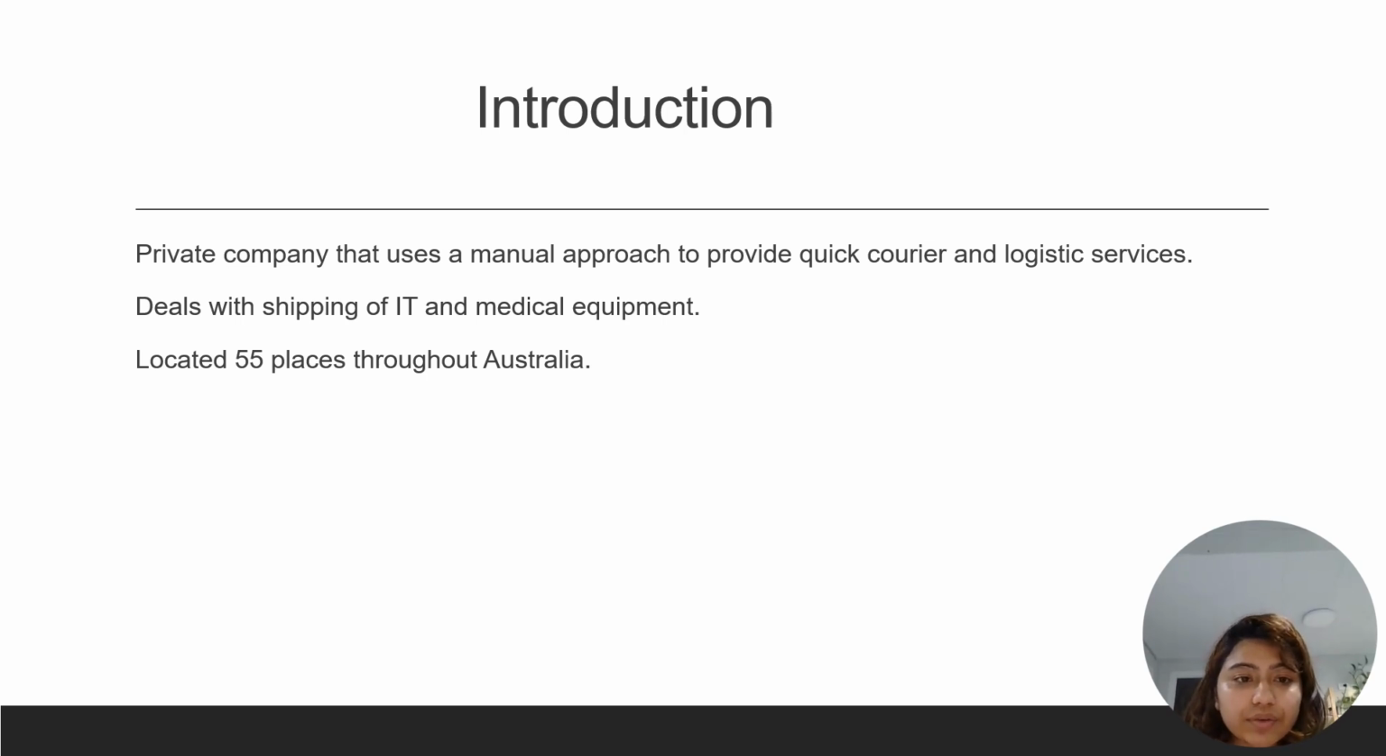So, moving with the introduction, what is ABC Courier Company? ABC Courier Company is a private company that uses a manual approach to provide quick courier and logistics service within 55 places of Australia. It also provides service overseas. This logistics company deals with the shipping of IT and medical equipment as well. And it is enhancing its competitiveness and profitability as well.